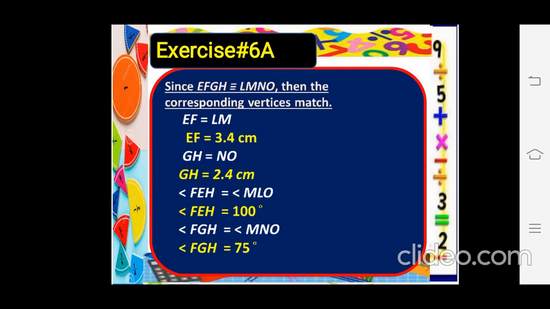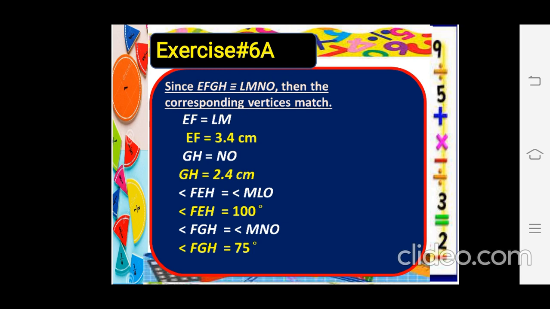The answer of question number 3 is that since EFGH is congruent to LMNO, the corresponding vertices match. Corresponding means the same measurement. We observe that EF is congruent to LM. The length of LM is 3.4 centimeter. So the length of EF is also 3.4 centimeter. The length of NO is 2.4 centimeter and GH is congruent to NO. So the length of GH is also 2.4 centimeter.